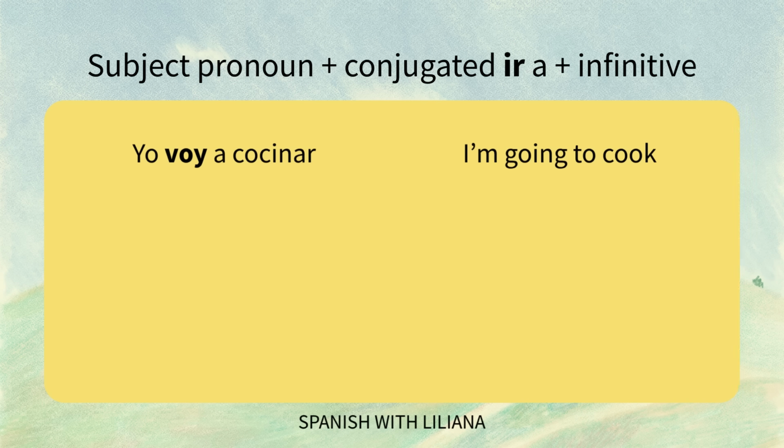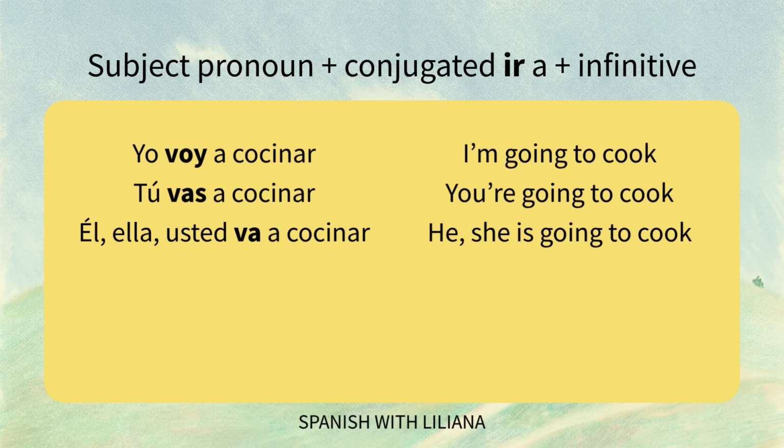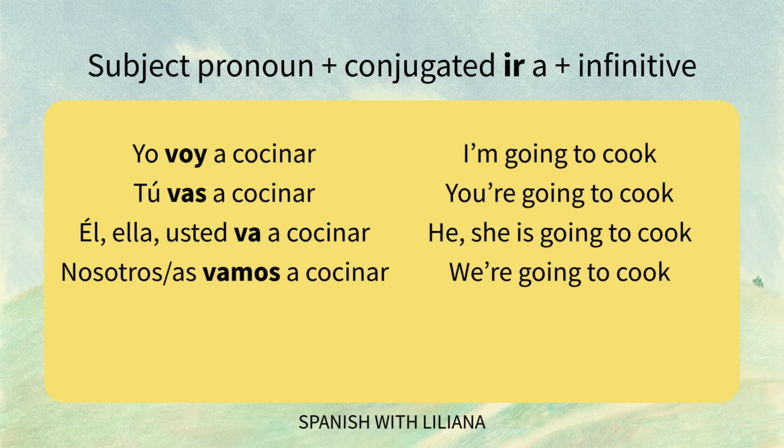Yo voy a cocinar. I'm going to cook. Tú vas a cocinar. You're going to cook. For él, ella, usted, we use va. Usted va a cocinar. The formal singular you are going to cook. Nosotros vamos a cocinar. We are going to cook.